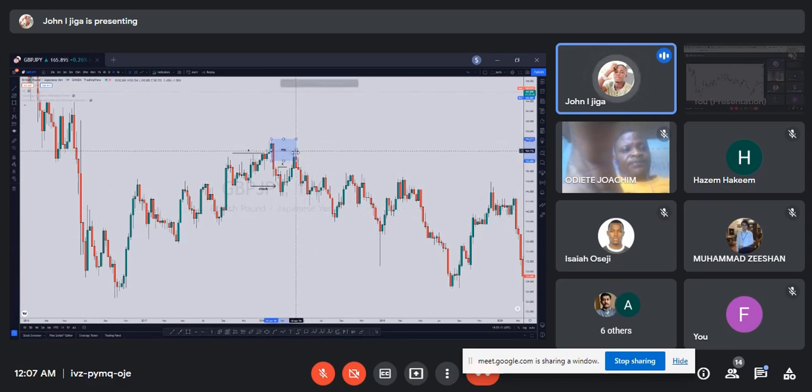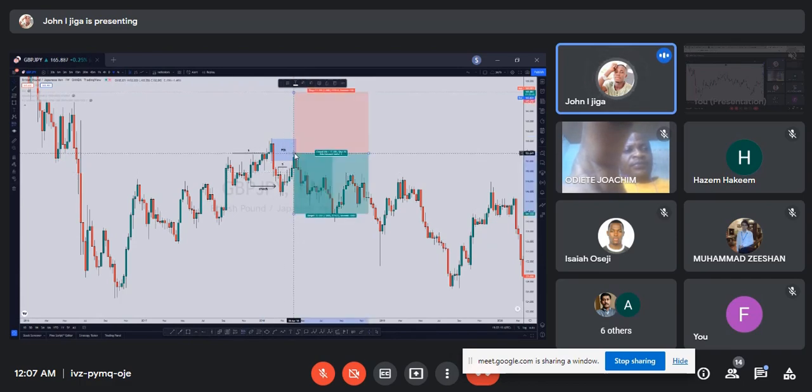So this is what an SMC trader clearly would do, and then probably go to the lower time frame and get a proper entry, and then have their chart look like this, right? So you see, it's clearly the same thing which a Wyckoff trader would do, and also the same thing a support and resistance trader would do.